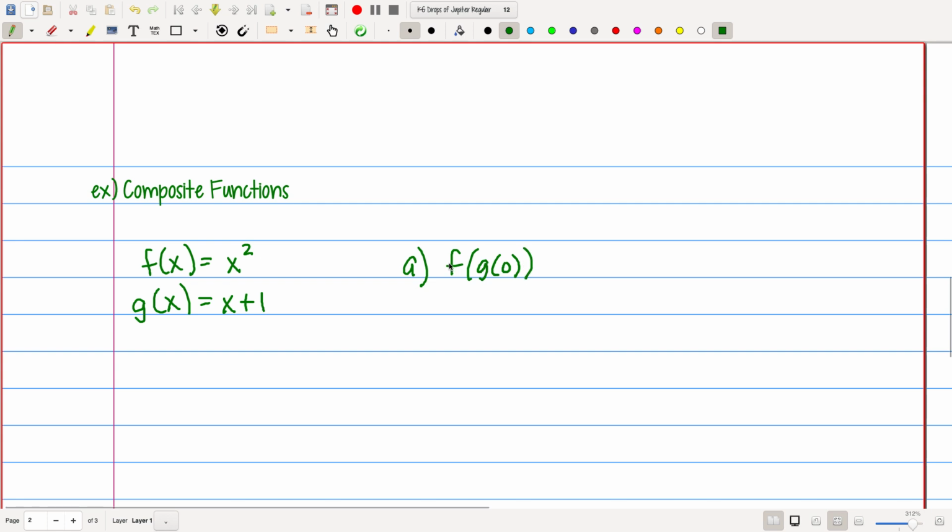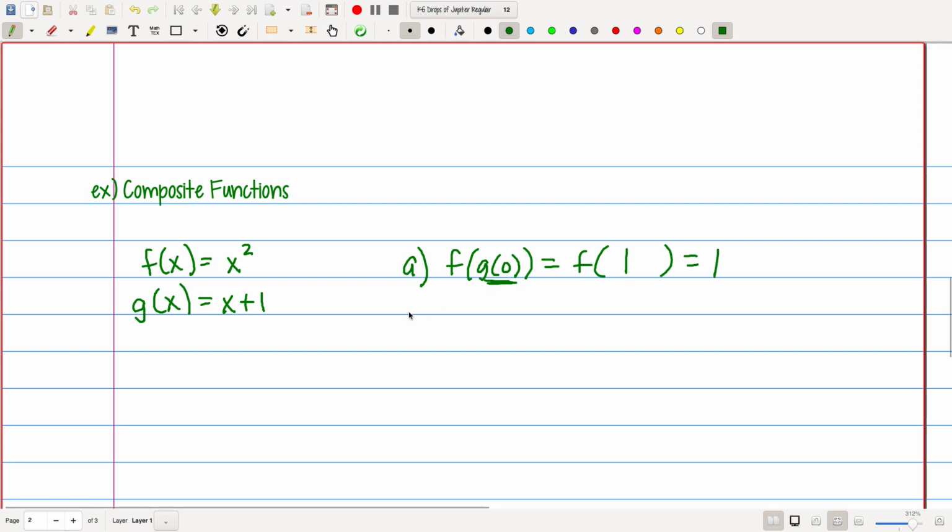And here's how I say this. I say f of g of 0. So I'm going to start right here on the inside, and I am going to plug 0 into my equation right here for x. So if I plug in 0 here, 0 plus 1 is 1, so I'm left with 1. And now I'm going to plug 1 into the f of x, so 1 squared would be 1.